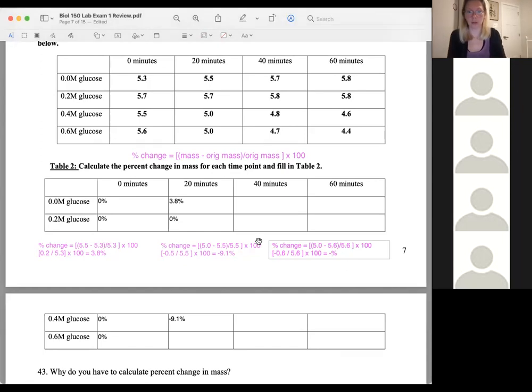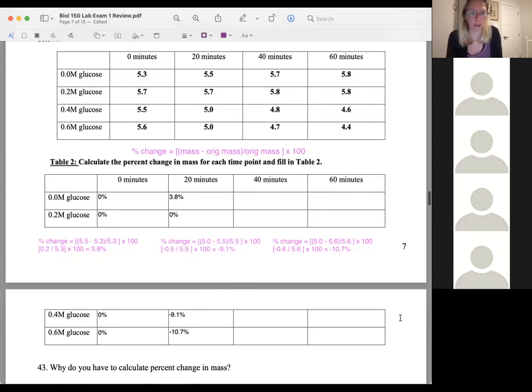And thank you, Alexandra. Yes, that would be negative 10.7%. All right, so hopefully everyone is clear on that.